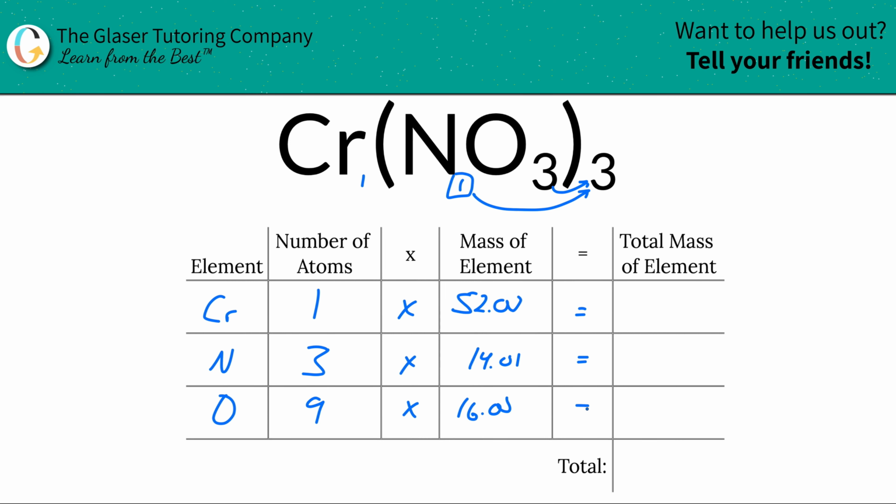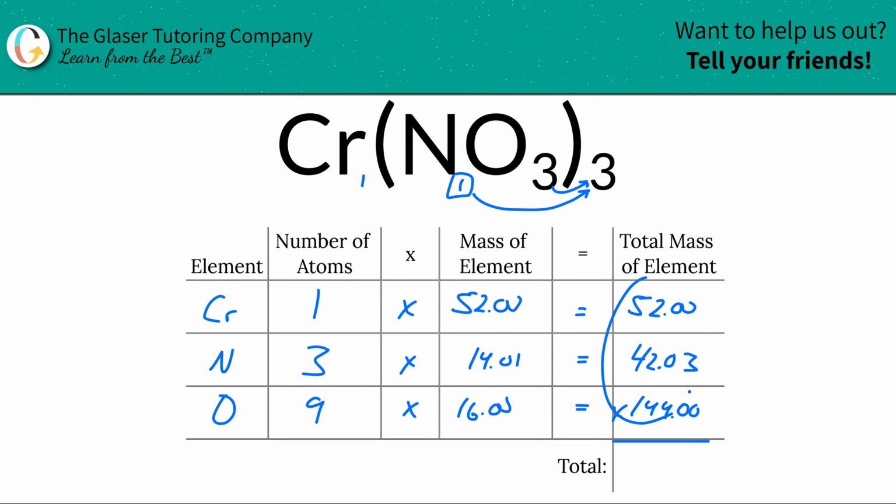All we've got to do then to find the total mass of each element is simply multiply this row across. So 1 times 52, hopefully I know what that is, right? 14.01 times 3, hopefully I also know what that is, so that's about 42.03. And then 9 times 16 will be approximately 144, all right? Same thing as like 12 times 12. I wonder why that works.